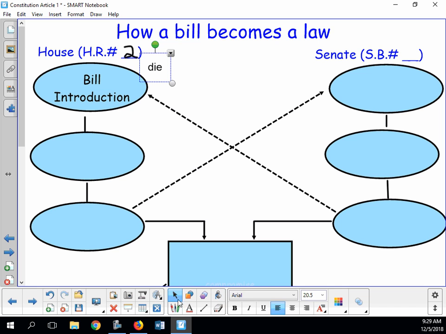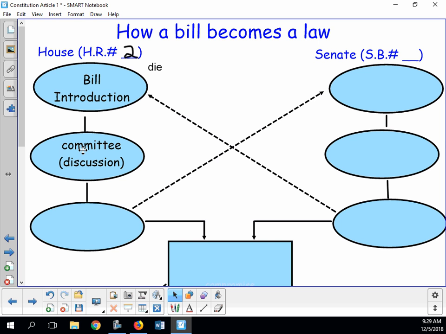But if by chance they decide they're interested, they want to know more, they need to discuss more, then it goes to what's known as a committee for discussion. And there are a ton of committees in the House of Representatives. A bill will then be assigned to a committee that relates to whatever the content is of the bill. If it's about agriculture, it'll go to an agricultural committee. If it's about education, it'll go to an education committee. If it's about money, then it'll go to the Commerce Committee, or the Budget Committee. There's a number of different committees that it could go to.